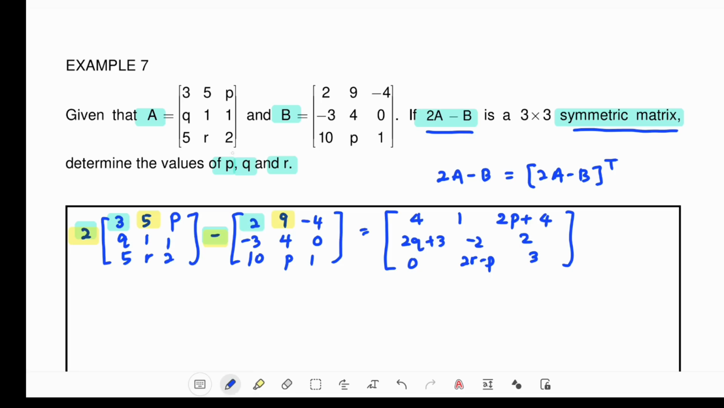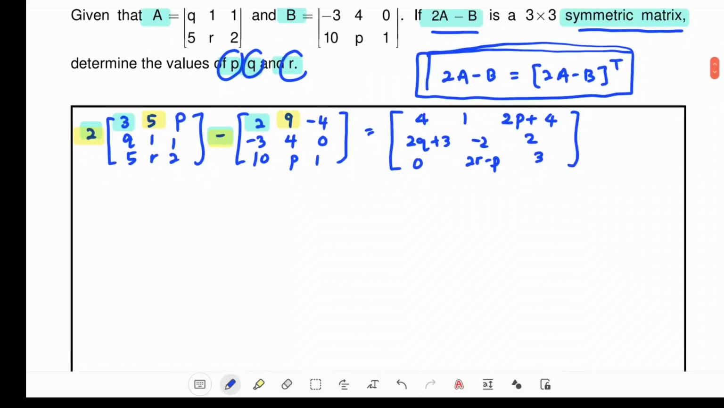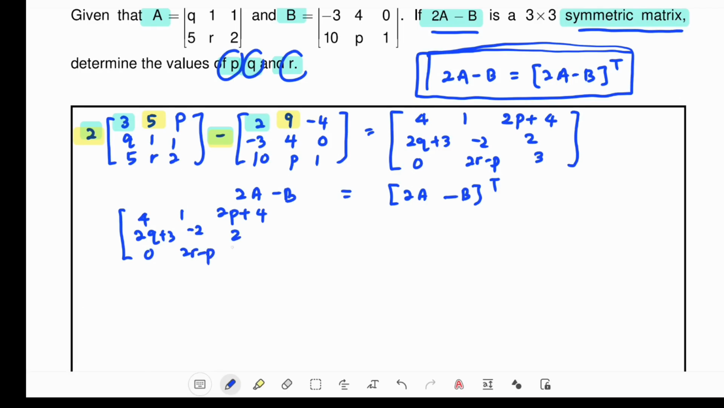In order to find the values of p, q, and r, you have to equate these two parts. Since 2A minus B equals 2A minus B transpose, for the left side you just copy down the simplified form: 4, 1, 2p plus 4, 2q plus 3, 0, negative 2, 2, 2r minus p, 3, equated to the transpose of this matrix. The transpose means 4, 1, 2p plus 4 become columns. The second row becomes the second column: 2q plus 3, negative 2, 2. And the last row becomes the last column: 0, 2r minus p, 3.